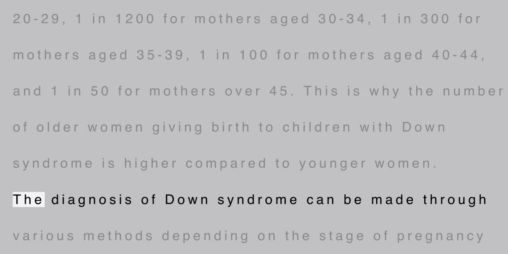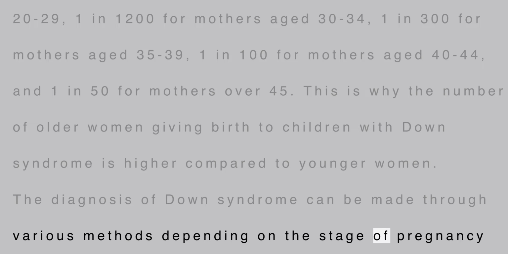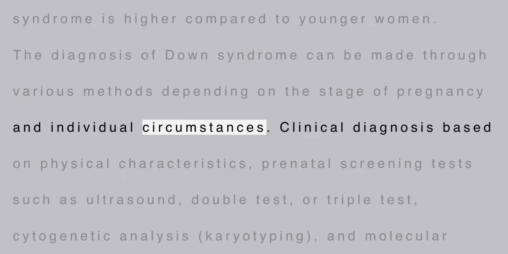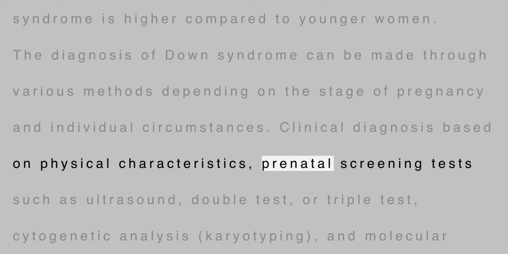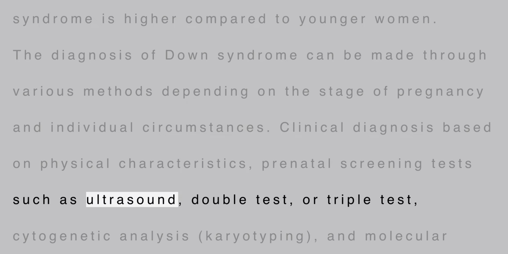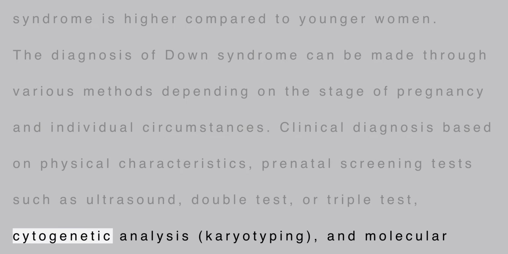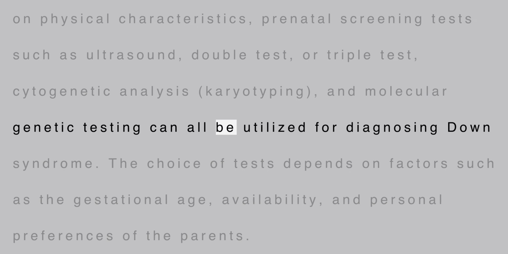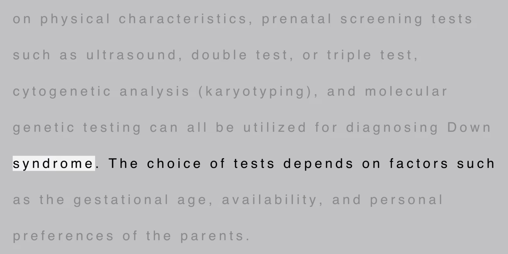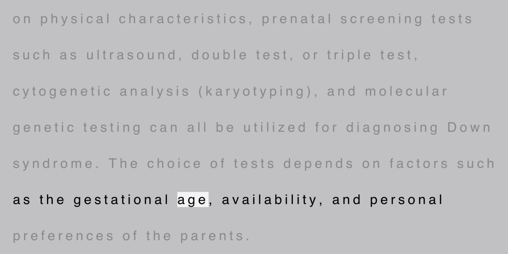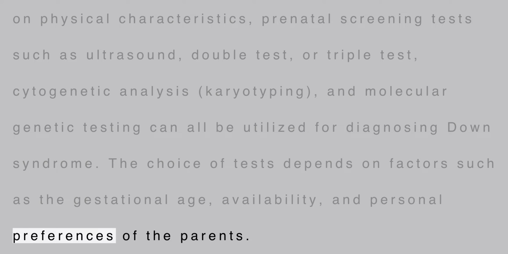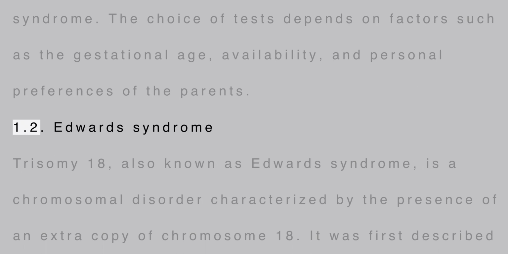The diagnosis of Down syndrome can be made through various methods depending on the stage of pregnancy and individual circumstances. Clinical diagnosis based on physical characteristics, prenatal screening tests such as ultrasound, double test, or triple test, cytogenetic analysis, karyotyping, and molecular genetic testing can all be utilized for diagnosing Down syndrome. The choice of tests depends on factors such as the gestational age, availability, and personal preferences of the parents.